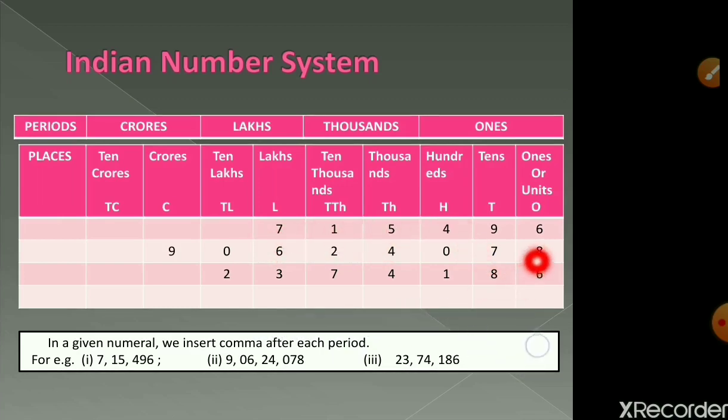For the second one, we'll start with ones again. So ones, tens, 100, put a comma. 1000, 10,000, put a comma. Lakhs, 10 lakhs, put a comma. And 9. I hope you have understood this.